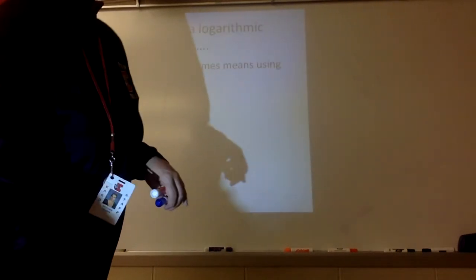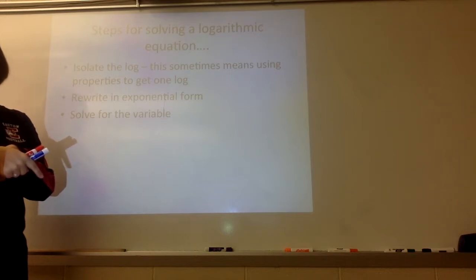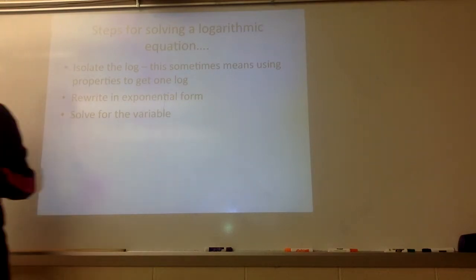All right, so here are the 3 steps we're going to look for here. We're going to try to isolate the log. Sometimes this means use the properties to take many logs and condense them into one. Rewrite in exponential form, so we're going to use that conversion factor in the opposite direction. Your circles, squares, and hearts. And then we're going to solve for the variable.